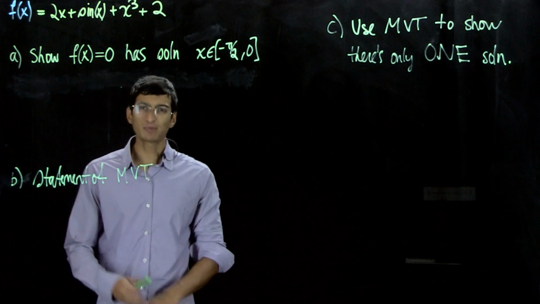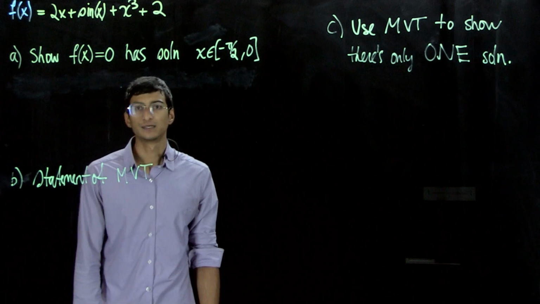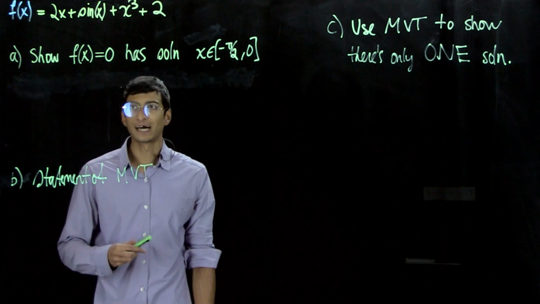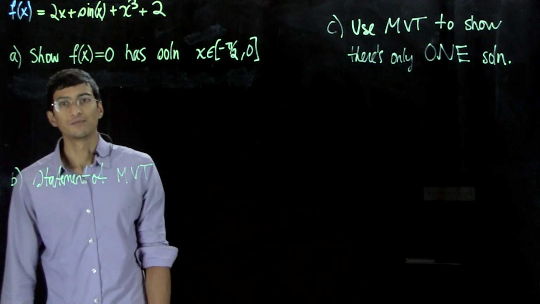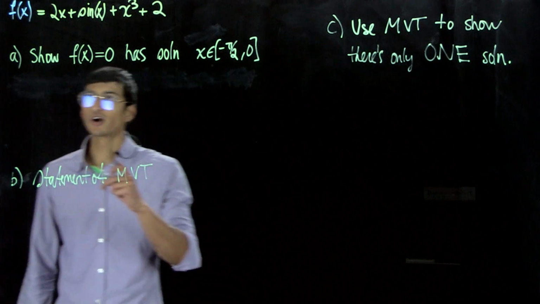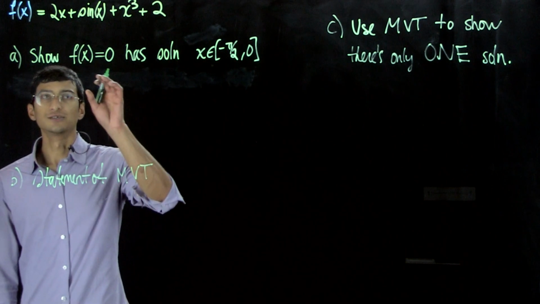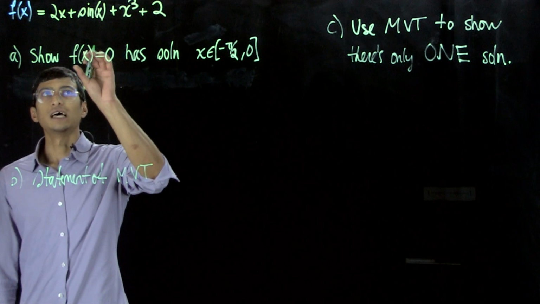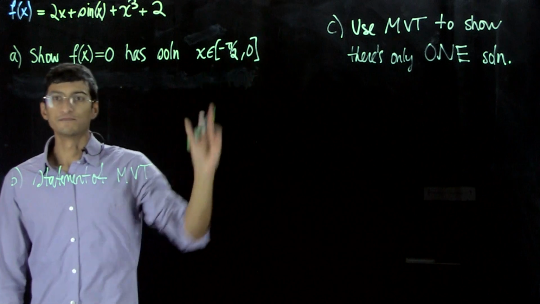Hey everybody, this problem is pretty cool. It lets us use theorems that we know to find out exactly how many solutions we have in an interval. So let's get on to it. First part of the problem asks us to show that there is a solution to f of x equals 0 in this interval.